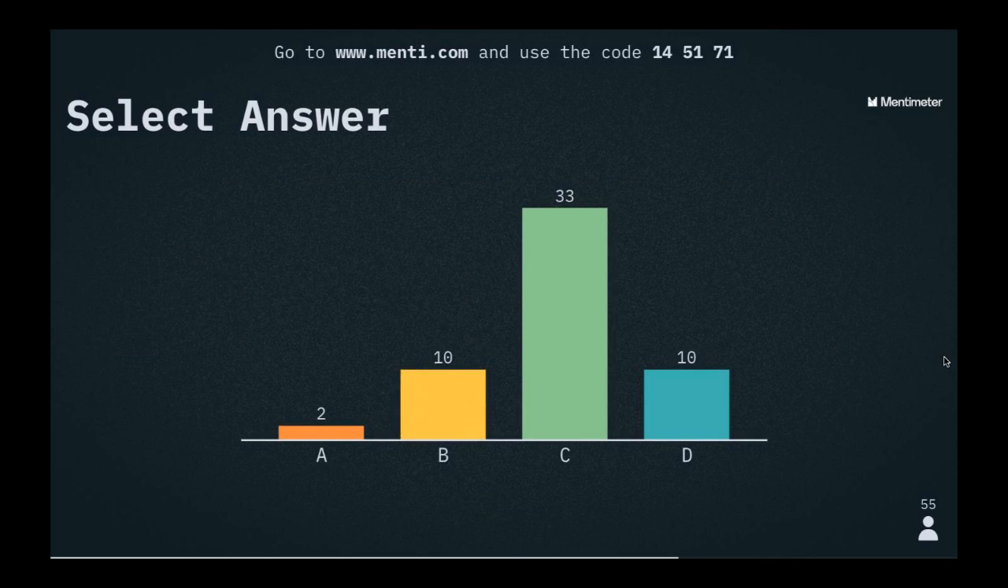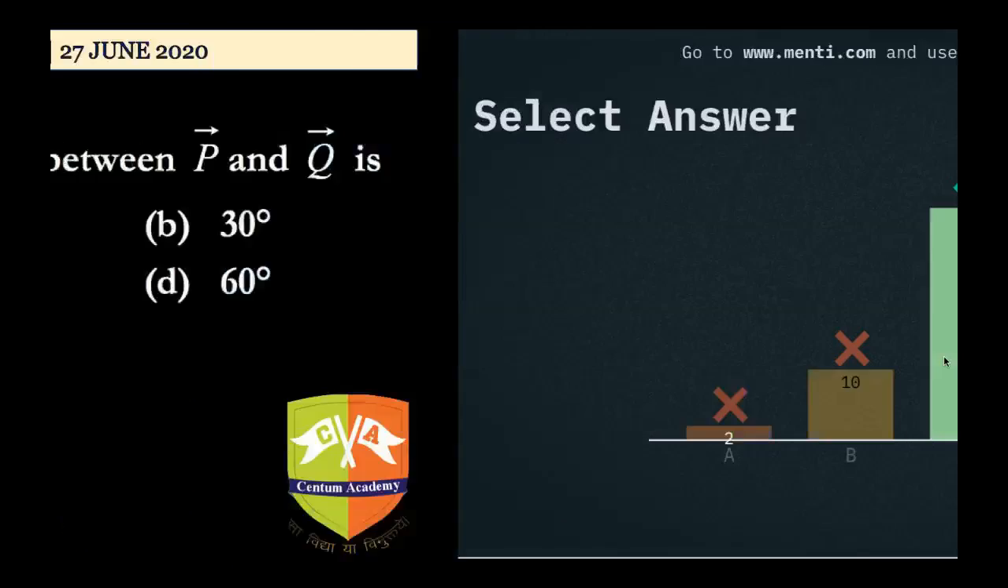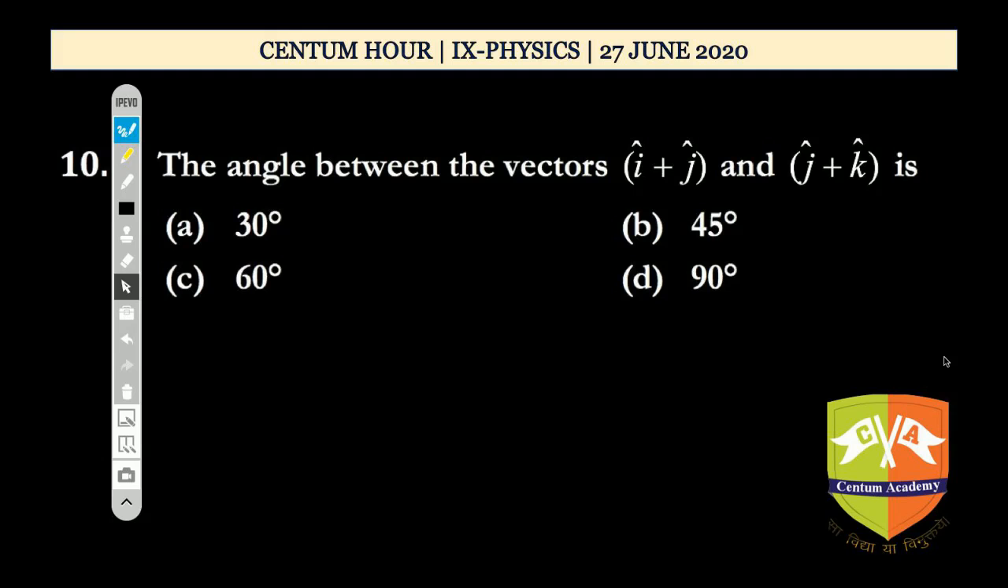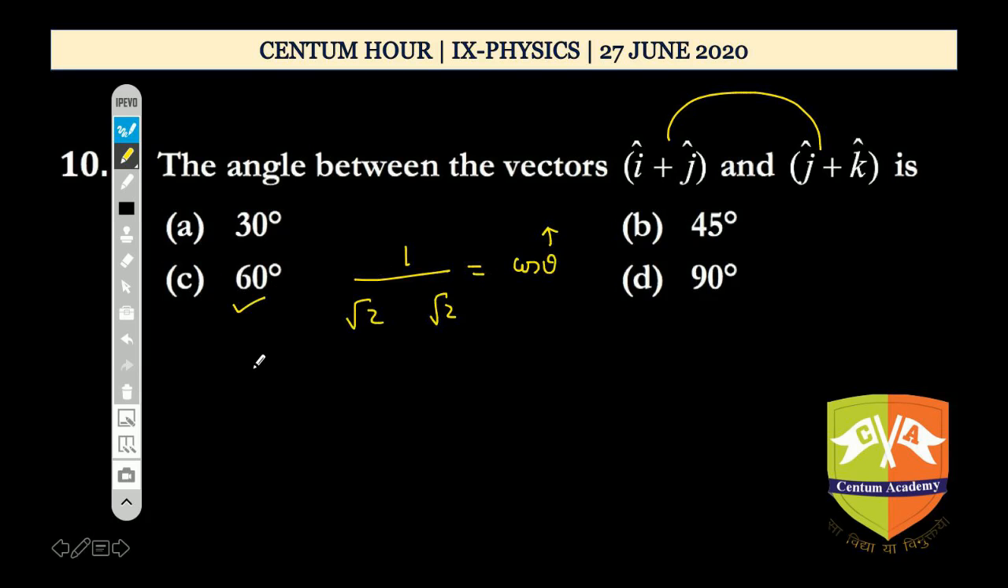And time's up. Everyone has voted for this. 33 people got it right. It's good. I was expecting a higher score, but no problem. Oops. Yeah. How did this happen? The angle between the vectors this and this, again dot product. I is not here 0, J is here 1, K is not here 0, by square root of 2 and square root of 2 is equal to cos theta. So theta is equal to 60 degree. Got it?